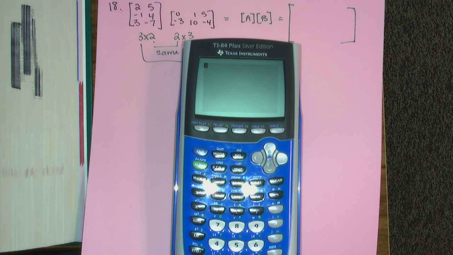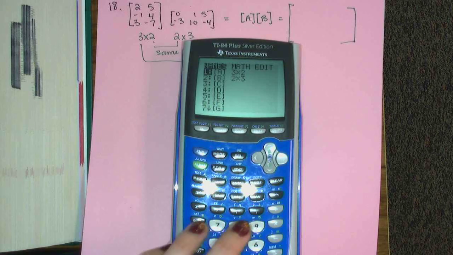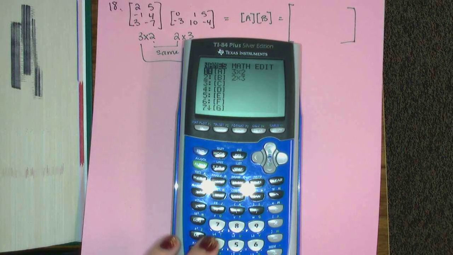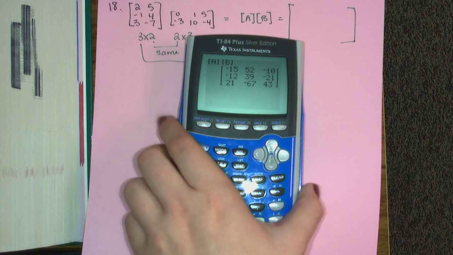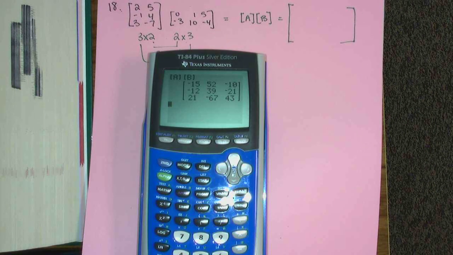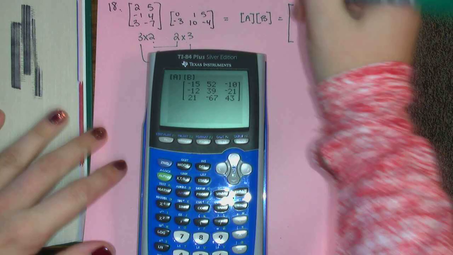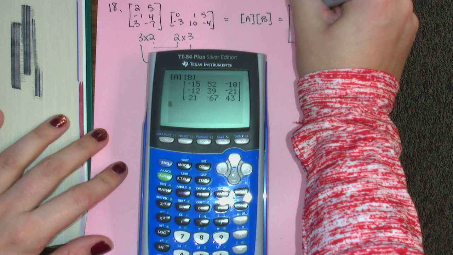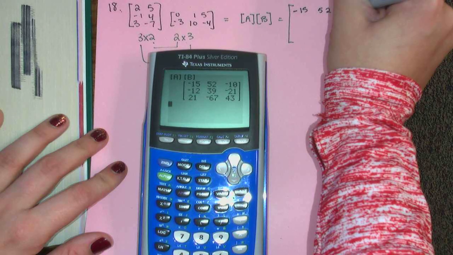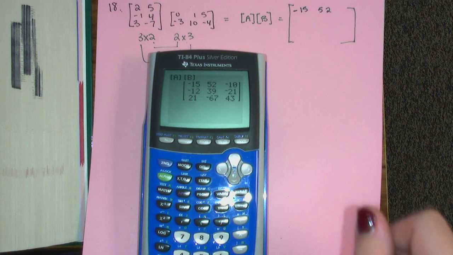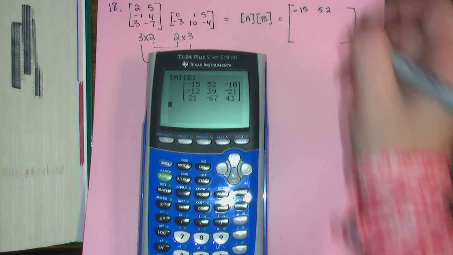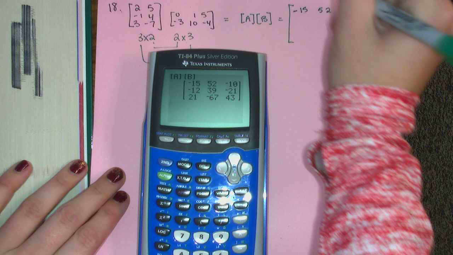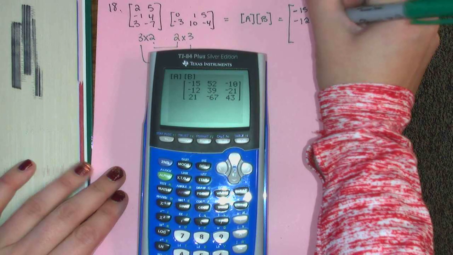Alright, so then you're going to do the second matrix A times second matrix B. And it gives you your answer there. Make sure your numbers are typed in correctly. I'm right. I got what you got. Go back and check your original ones and make sure you have them typed in correctly.